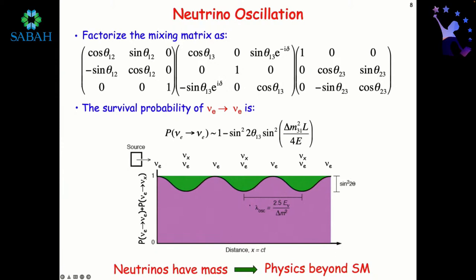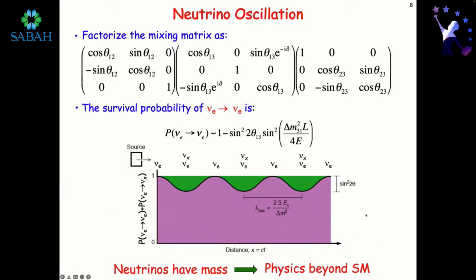So therefore, experimentally, if we can measure the amplitude and also the wavelength of the oscillation, then we can determine the mixing angle and also the mass square difference. Now, another very important take-home message that we learned from neutrino oscillation is that neutrinos do have mass. As a result, we find out the standard model is incomplete. That tells us that there will be physics beyond the standard model.